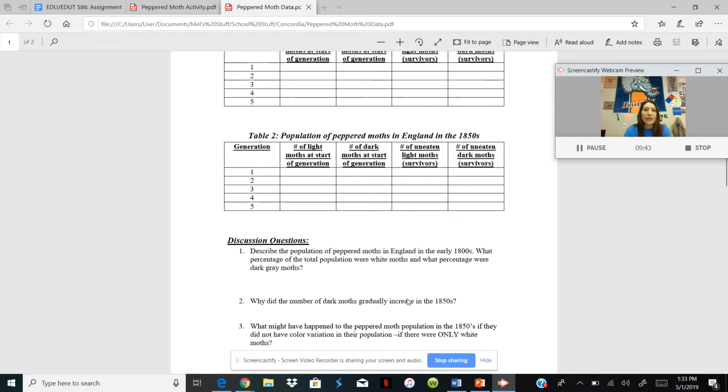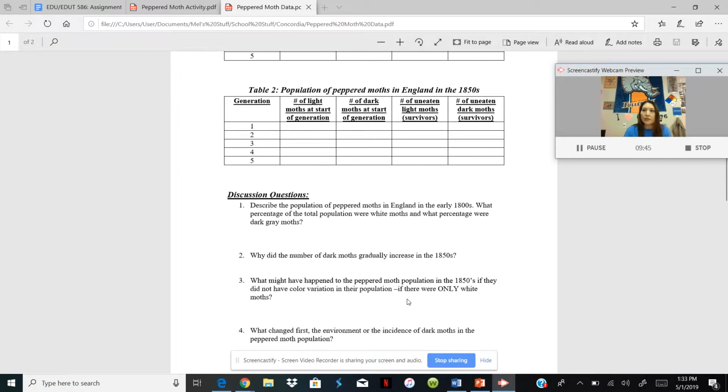Then you are going to answer the discussion questions using your prior knowledge and this lab to help you out.